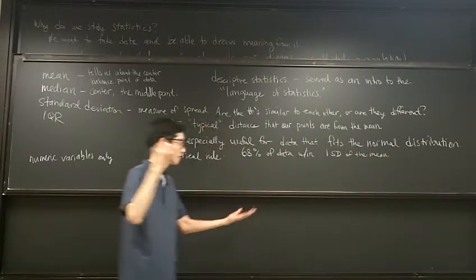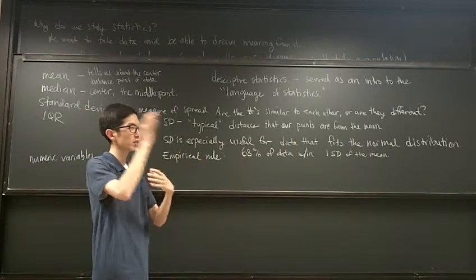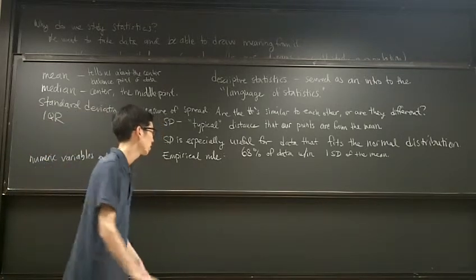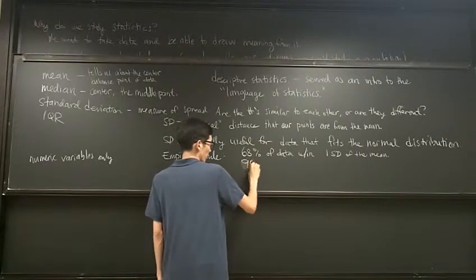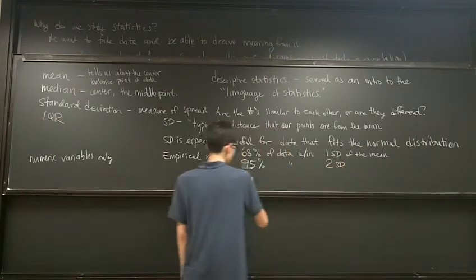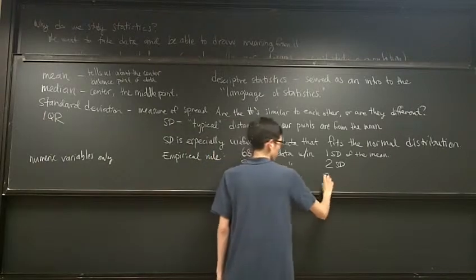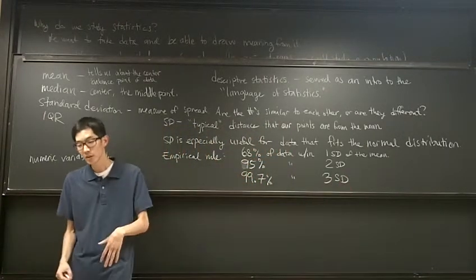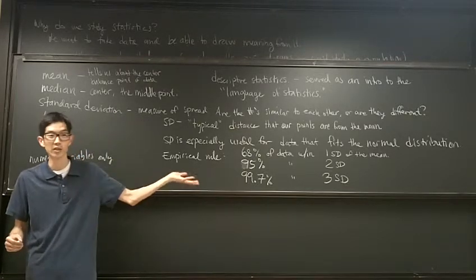Okay, so that tells us, you know, whatever the standard deviation is, about 2/3 of the data is within one standard deviation of the mean. About 95% within 2 standard deviations. Alright, so this also gives us an idea that nearly all of our data points are within 3 standard deviations of the mean.